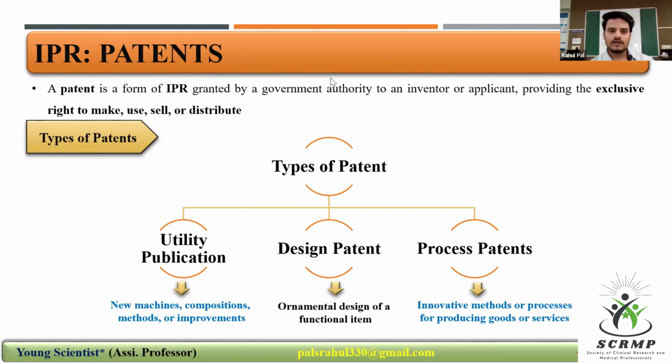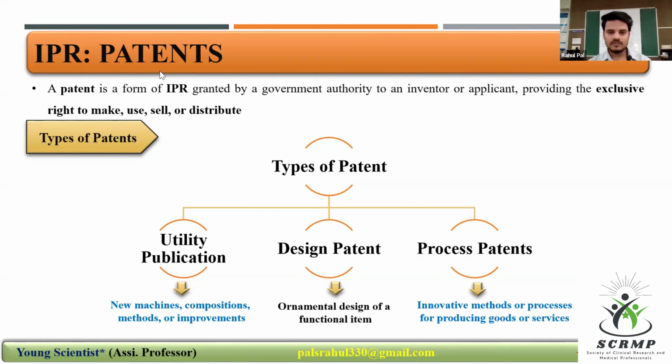Then after that, design patents. For example, if I have an idea regarding any type of design, if I'm talking about a mobile phone design, or an instrument design for a particular work, I will go for the design patent filing. Process patent: methods and processes for producing goods and services.